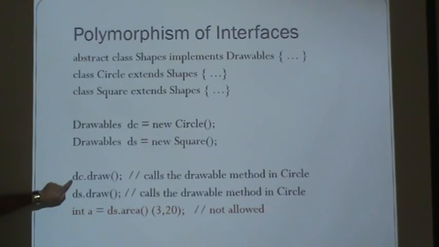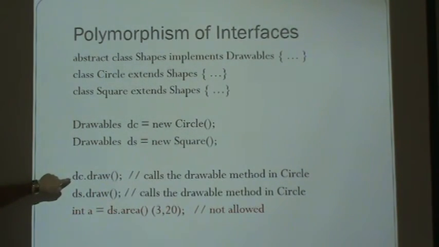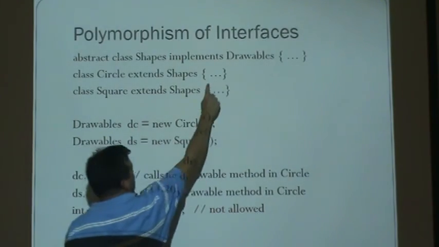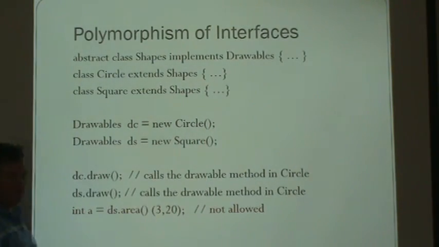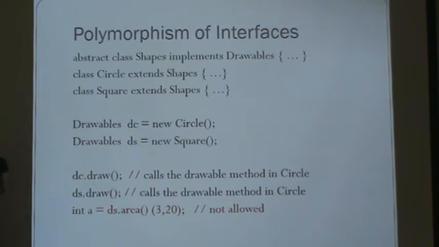I can now call the method draw, assuming the draw method was added to describe how to draw a circle and how to draw a square. Okay, so the DC draw calls the draw method in circle.